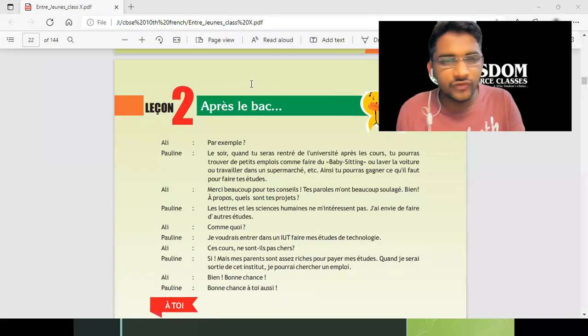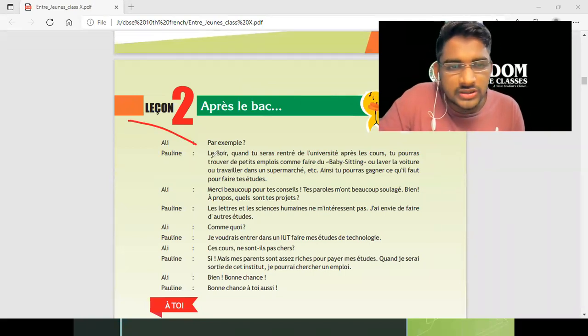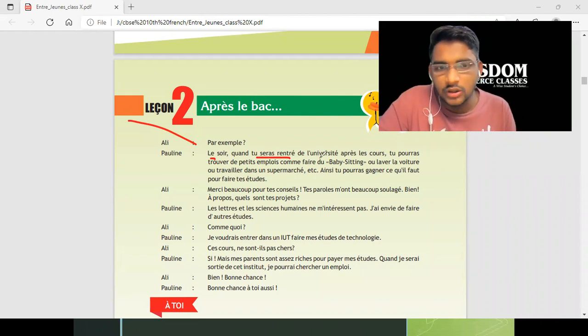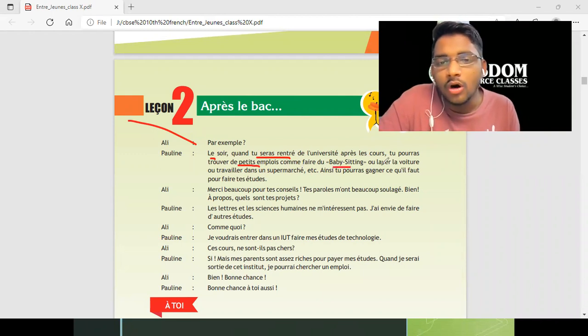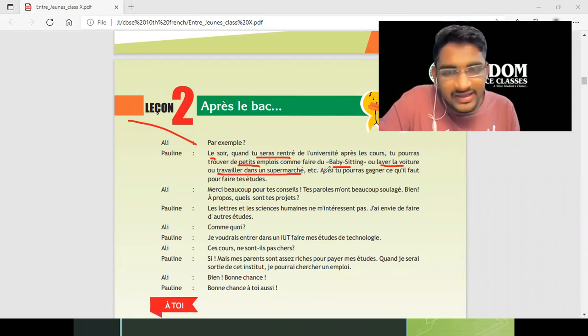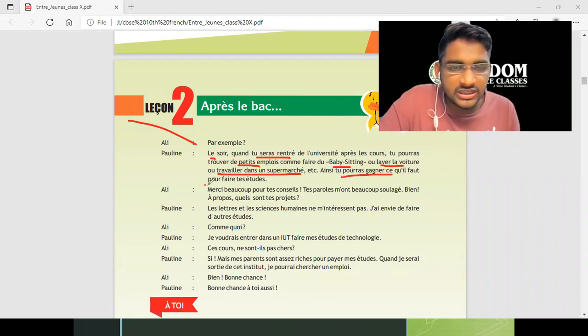So Ali continues. For example, Ali is asking what kind of part-time job? So le soir, in the evening, quand tu seras rentré, when you come back from the university after the lectures, you can find some part-time jobs. What kind of part-time jobs they're talking about over here is babysitting, or to wash the car, or to work in a supermarket, and so like this, you will be able to earn what is necessary to do your studies.